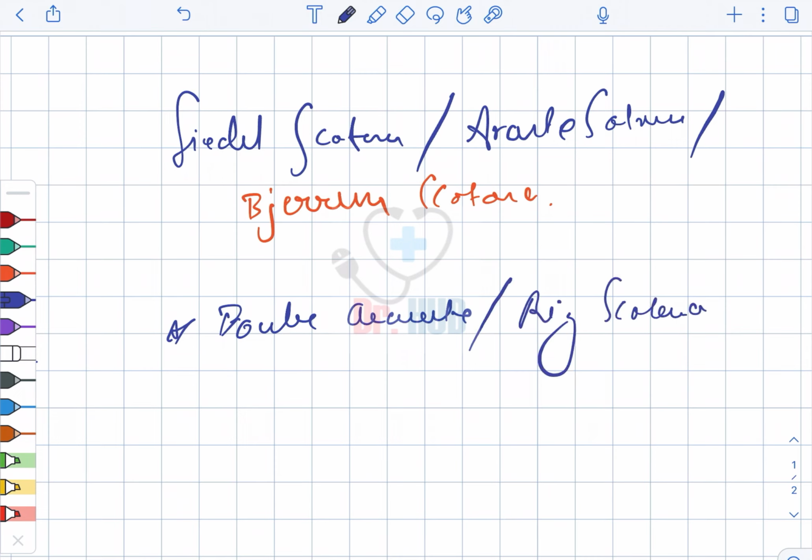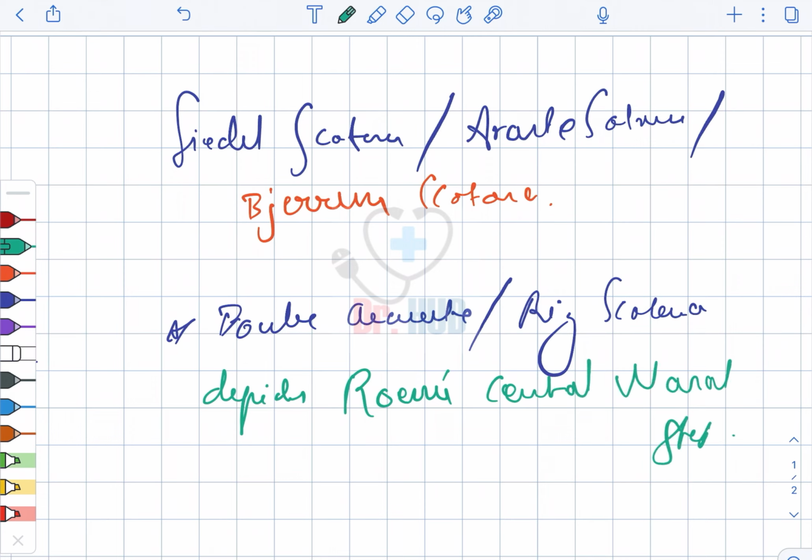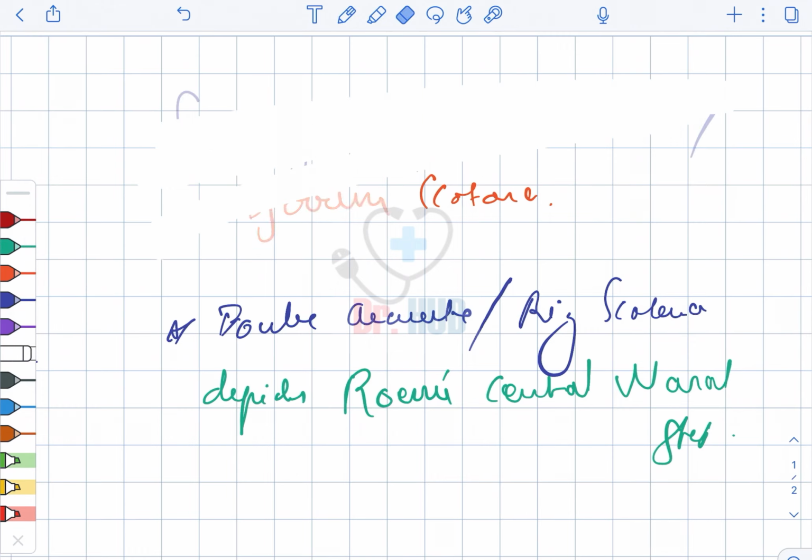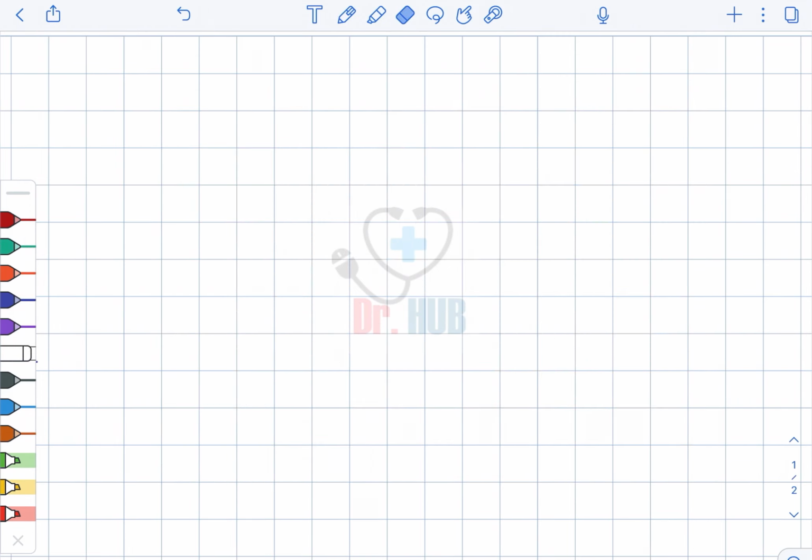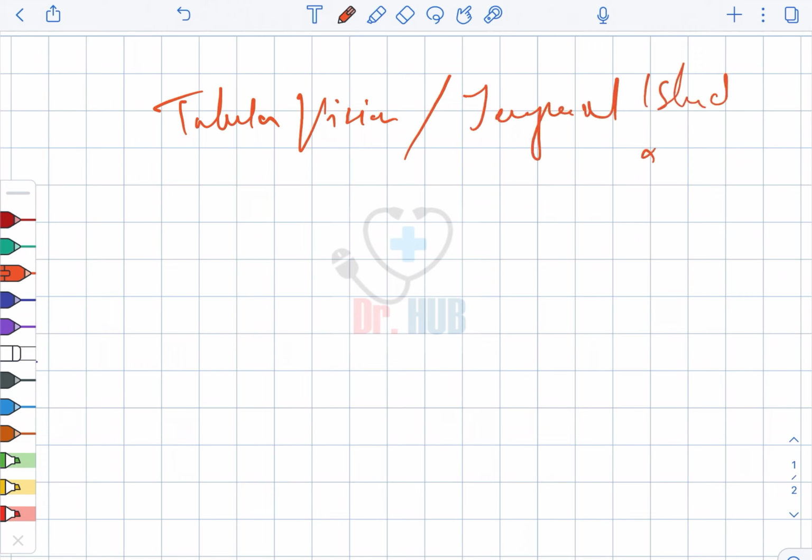And what it does, it depicts the Roenne's central nasal step. Then what we see is there is the tubular vision, as well as something known as a temporal island of vision. So then there is the temporal island vision.